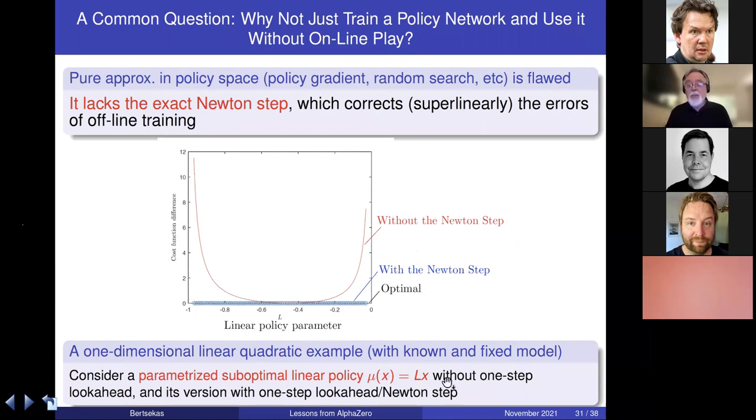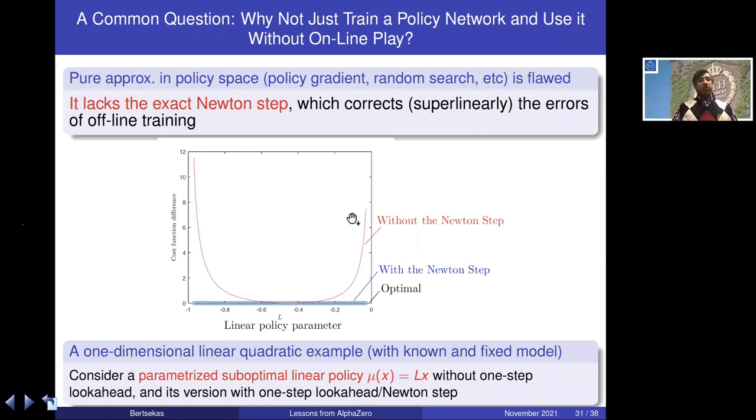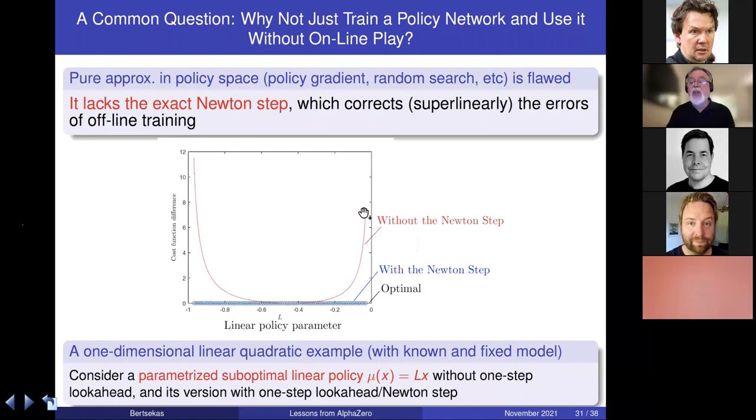Without the Newton step, just applying this policy, we see that very quickly the performance of the policy is degraded. On the other hand, if you introduce one step lookahead, in other words, if you introduce a Newton step, then the performance is almost indistinguishable from the optimal. So all this is the loss that you incur for not having a Newton step to correct the errors in the suboptimal policy parameterization.